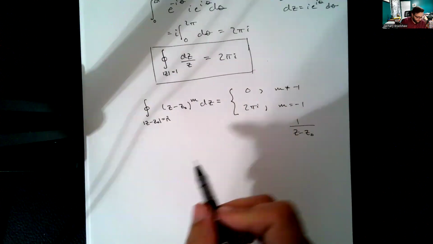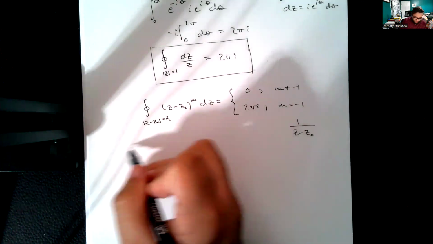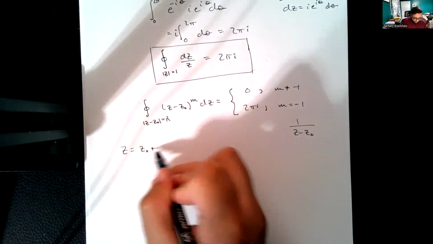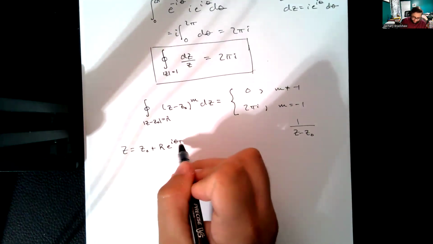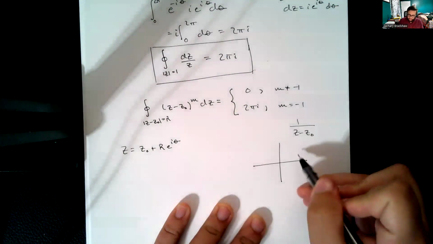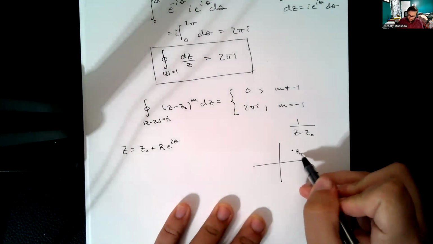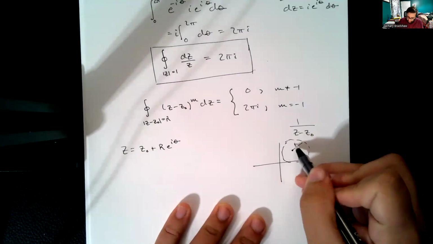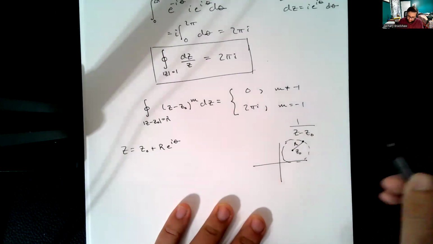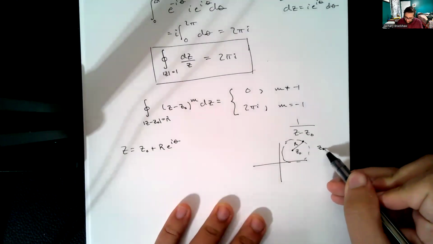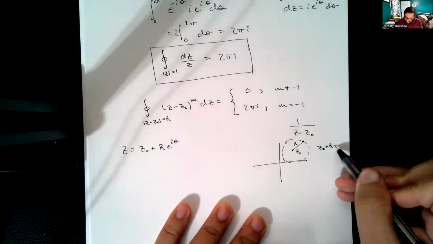So let's go ahead and show that. We can parameterize the circle as z naught plus r e to the i theta. So we have our complex plane, and we have some point z naught over here, and we have a circle of radius r, then a point on the circle is written as z naught plus r e to the i theta.